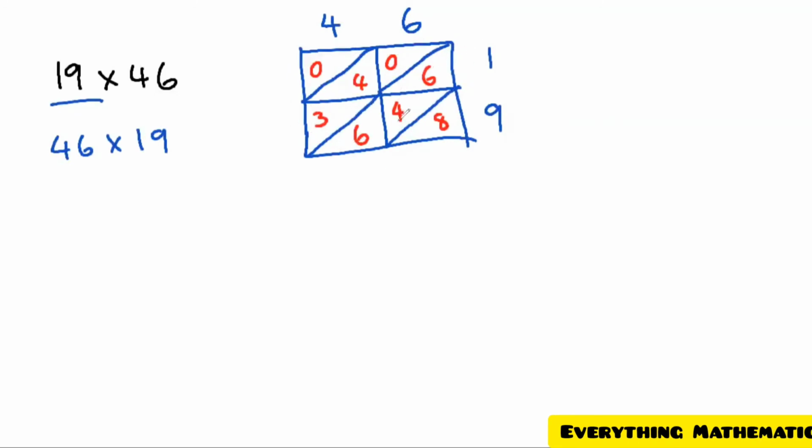You're adding along the diagonal. So here we just have 8, so we just put down our 8. The second diagonal here, we have 6, 4, 6. 6 plus 4 is 10. 10 plus 6 is 16.